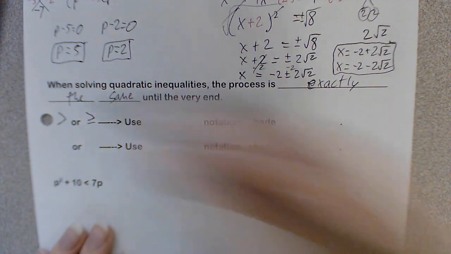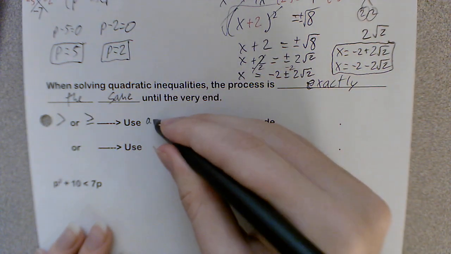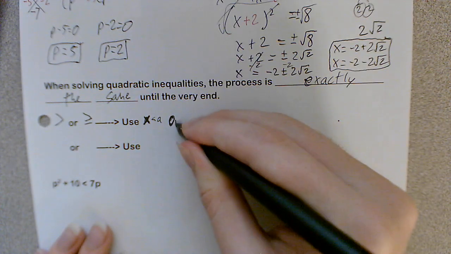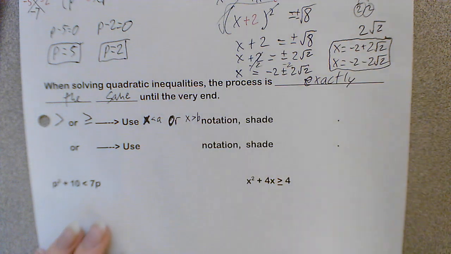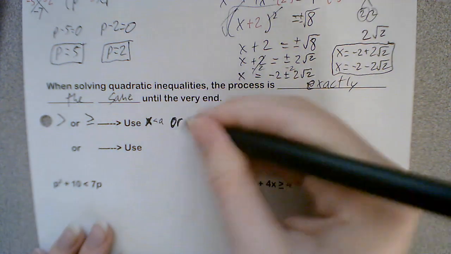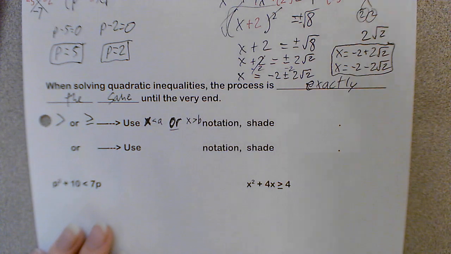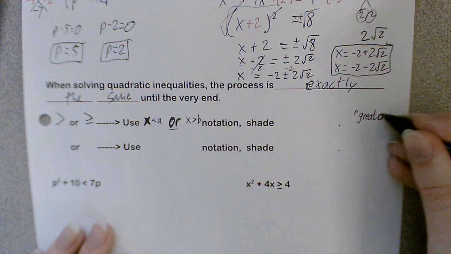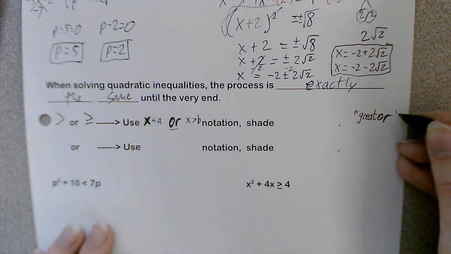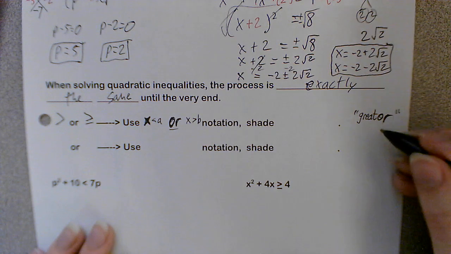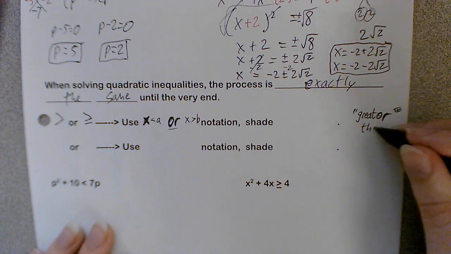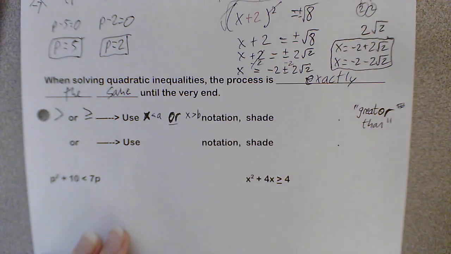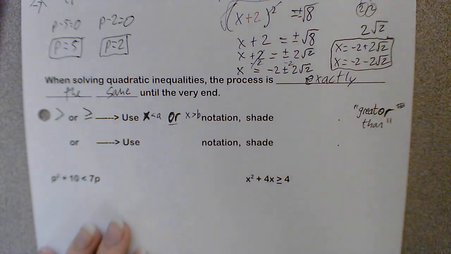So we've got greater than or equal to. We're going to use the or notation. So x is less than something, or x is greater than something else. And we have this or in the middle. So we're going to use the or notation. If you want an acronym, you can remember great or. So greater or greater than. It's a little cheesy acronym, or not acronym, mnemonic device.